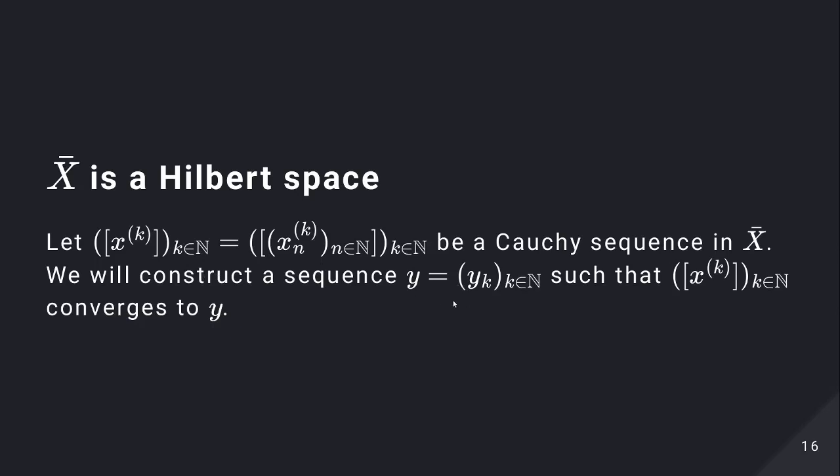Because we're in the Cauchy sequence space, or at least the equivalence class of Cauchy sequence space, our limit has to be a Cauchy sequence again. So we'll be constructing a new Cauchy sequence y_k, such that our Cauchy sequence of Cauchy sequences converges to Y.